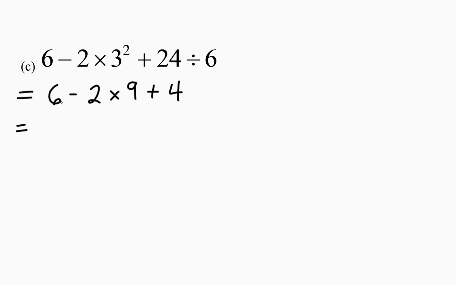Now, we're going to do our multiplication. So again, we're still going to write the 6, and 2 times 9 is 18, so we're going to write 6 minus 18 plus 4. And then again, you can do it in 2 steps, or you can go straight to your answer. So you can break it down and say 6 minus 18 is -12, and then -12 plus 4 is -8, or you could go straight to -8.